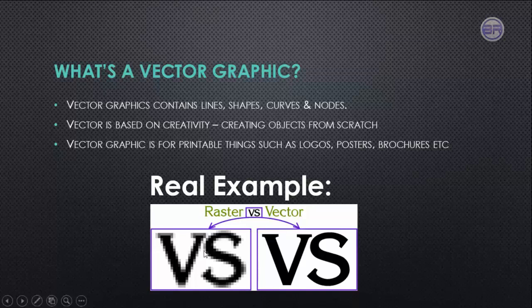You can see the real example here, raster versus vector. This is the raster graphic picture and this is the vector. The vector is always clear and whatever size it has, it will be of the same quality. But at the same time, if you create a picture as a raster graphic, that will actually lose its quality when it is zoomed or shrunk.